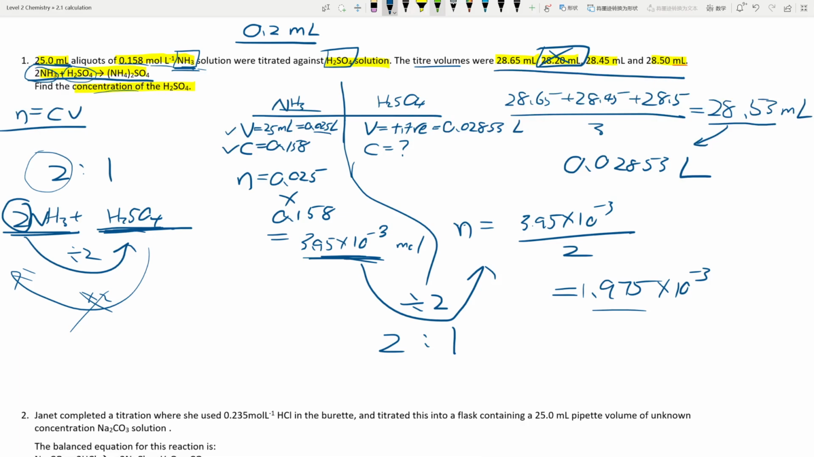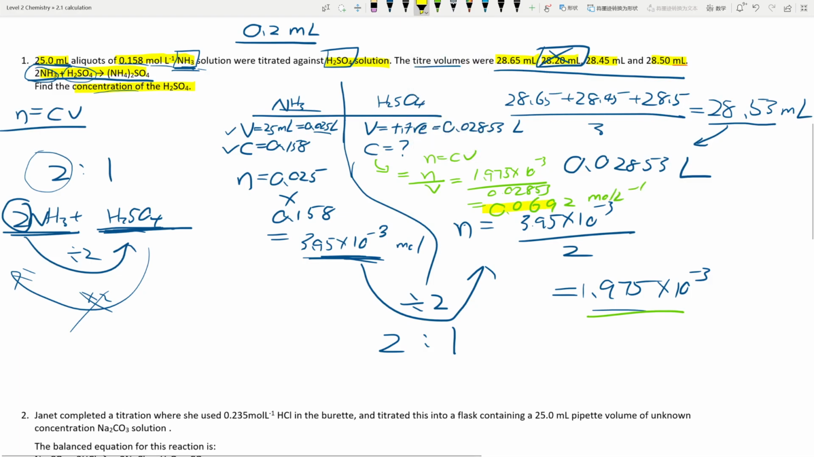All right, so I'm going to use a different color pen. Let's do rainbow green. All right, so how do I figure out the concentration? Again, n equals CV, so concentration equals n divided by V. So where's the mole coming from? The mole is here, which is 1.975 times 10 to the power negative 3 divided by 0.02853. And again, you want to use the entirety of the numbers. So that means 0.02853 recurring, and the answer is going to be 0.0692 moles per liter. And this is my final answer.